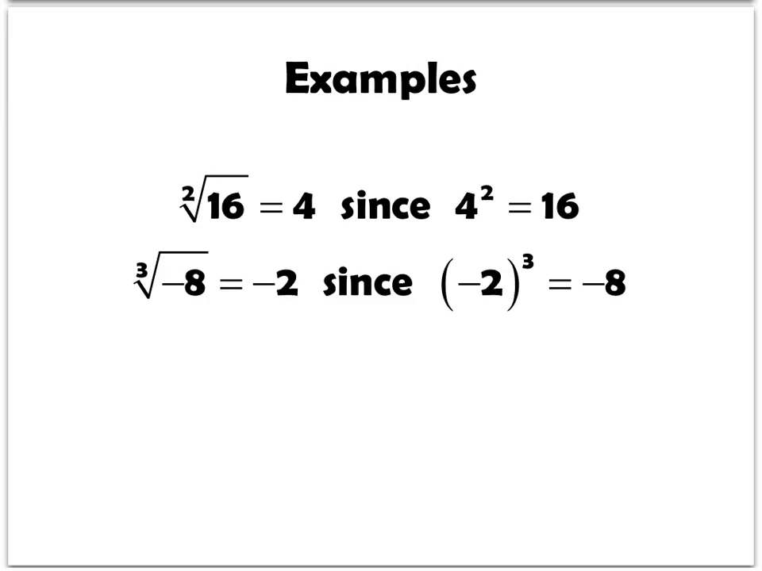A couple simple examples illustrate this. If we take the square root of 16, that equals positive 4, and that's true because 4 is a positive number such that when you square it, you get 16. Notice that we don't say the square root of 16 is plus or minus 4, because we're dealing with the principal square root of 16, so by definition it's the positive number 4. The cube root of negative 8 is negative 2, because negative 2 cubed equals negative 8.